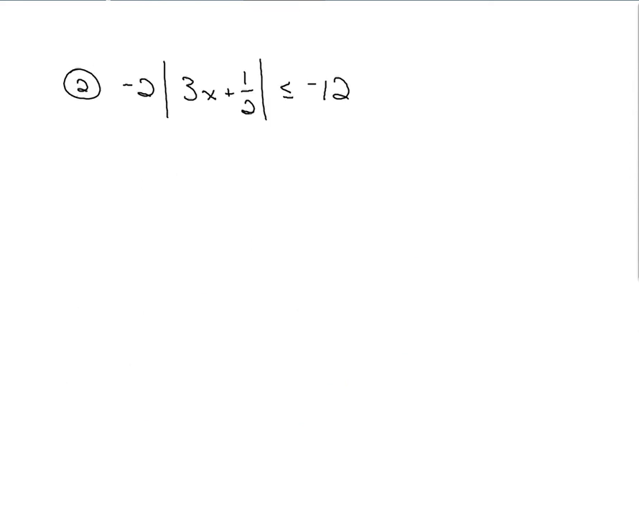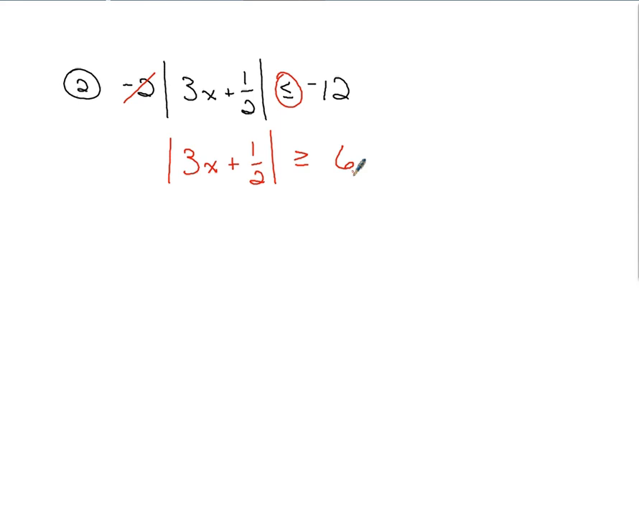You isolate the absolute value, divide by -2. That does have an impact on this symbol here because you're dividing by that negative. You will have to turn that around. So we've got the absolute value of 3x plus 1/2. It's now greater than or equal to, it'd be 6 over here, right? -12 divided by -2.